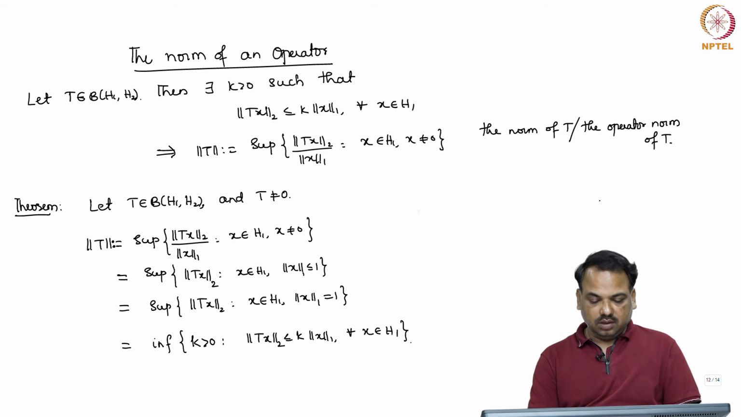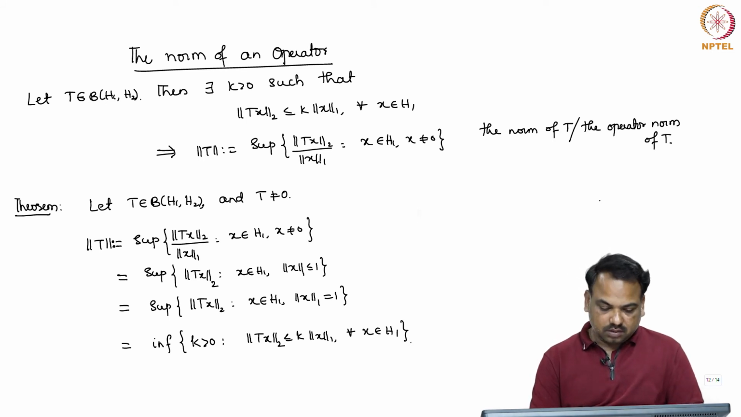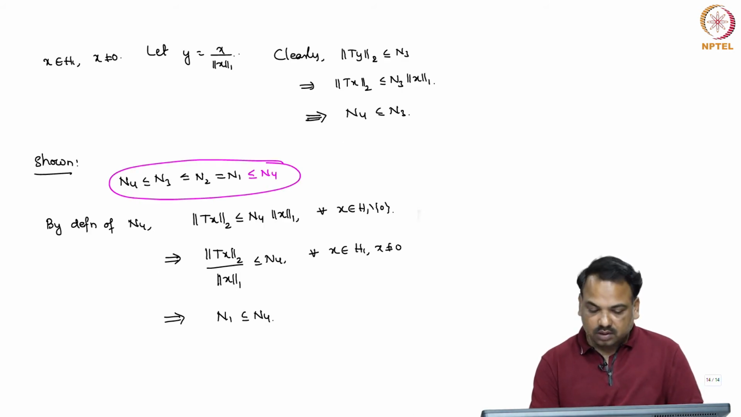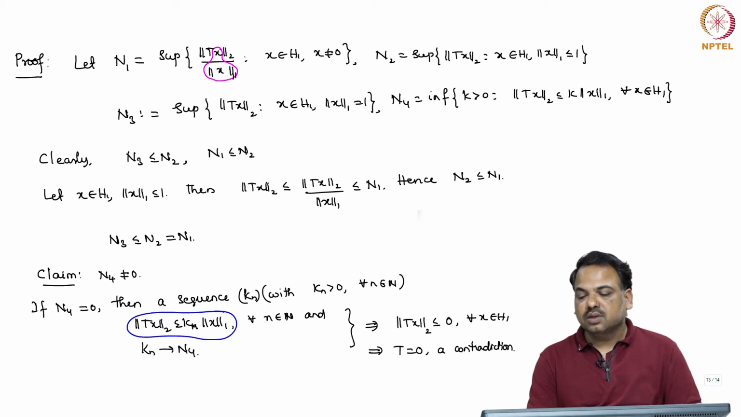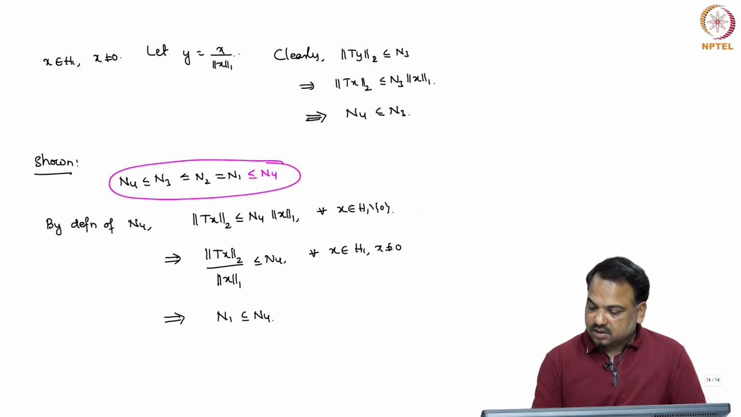Okay. In fact, they also suggest how to compute the norm. For example, if you look at the N4 definition, that is the infimum of k bigger than 0 such that norm Tx is less than or equal to k times norm x for every x in H1. It has a geometrical meaning. Let us look at that part.